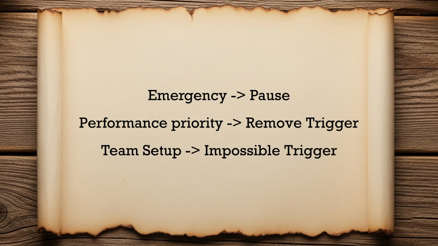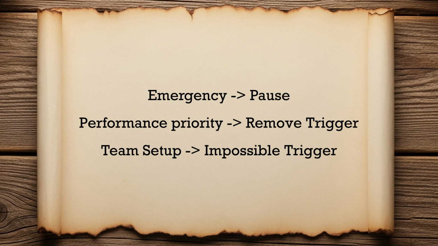There are three common mistakes: pausing tags and forgetting they exist, removing shared triggers without checking impact, using impossible triggers with vague names like test trigger. These mistakes don't break GTM immediately, but they destroy clarity over time.